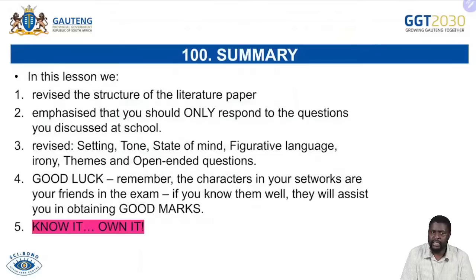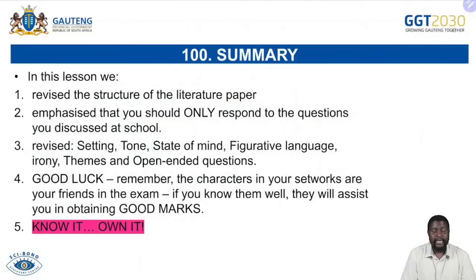If you have done novels and short stories at school, that's what you are going to answer tomorrow. If you have done drama with poetry, that's what you're going to answer tomorrow. So look at the genres that you have studied. Do not pick questions at random. You have 2.5 hours to answer questions worth 70 marks. So use your time wisely and know exactly what you will be answering. We also emphasize that you should only respond to the questions that you have discussed.